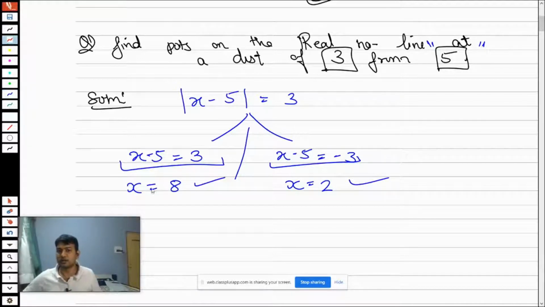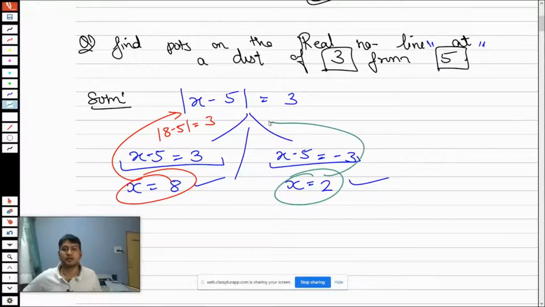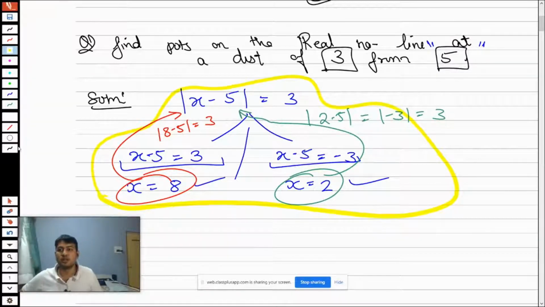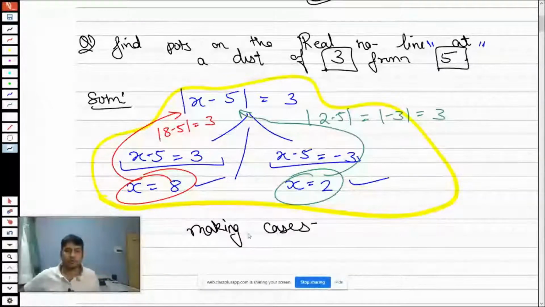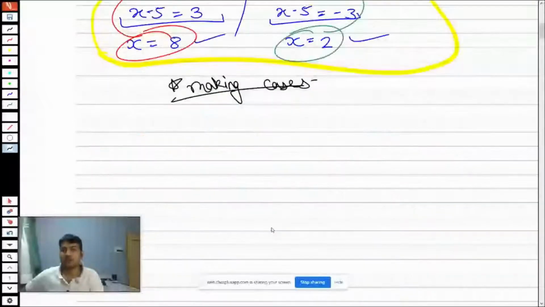So you can substitute it here. When you substitute x equals 8 here, this becomes mod of 8 minus 5, so that is equal to 3. And when you substitute x equals 2 in this equation, this becomes mod of 2 minus 5, that is equal to mod of minus 3, so that is also equal to 3. So these are both correct answers. This is essentially how we are going to solve our modulus based questions by making cases. Okay, so this is how you are going to solve all modulus based questions.